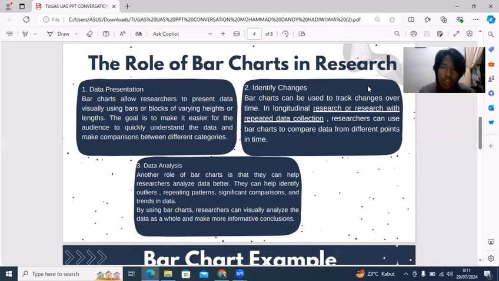The role of bar charts in research. Number 1, data presentation. Bar charts allow researchers to present data visually using bars or blocks of varying heights or lengths. The goal is to make it easier for the audience to quickly understand the data and make comparisons between different categories.